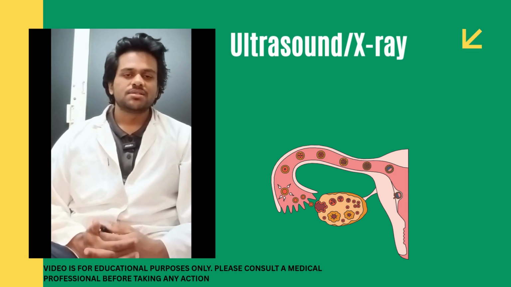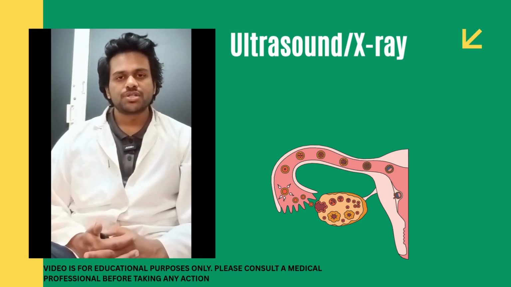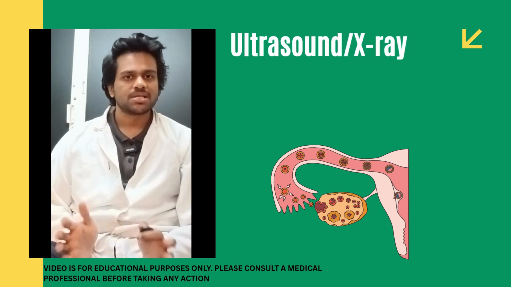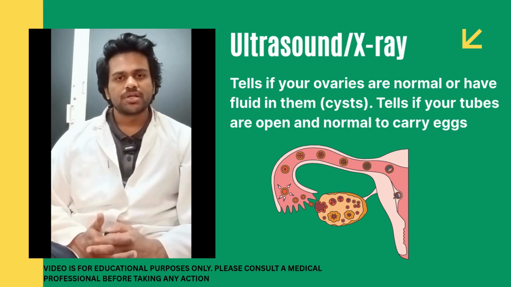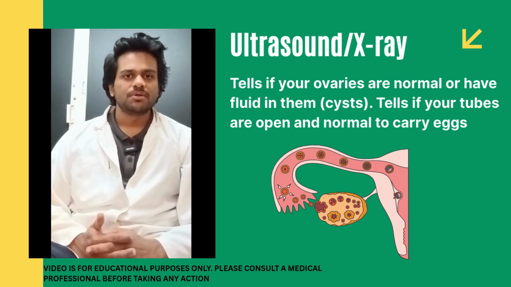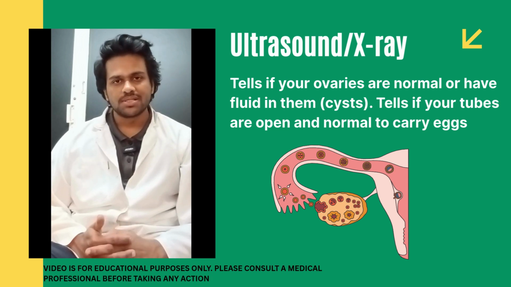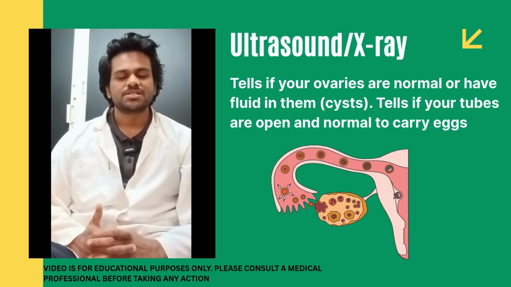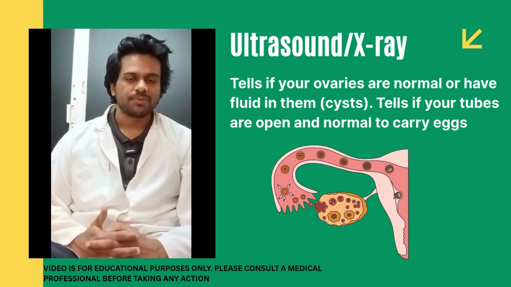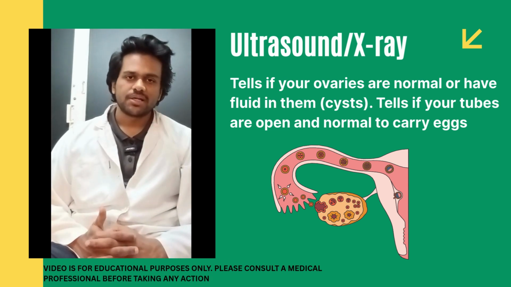The ultrasound and the specialized X-ray tests are done to check whether your ovaries and your tubes are in normal shape, size and form. If there is a blockage in your tubes, your eggs will not be able to travel from your ovaries downwards. Because of this, you will not be able to conceive, and this can be checked by a specialized X-ray technique called hysterosalpingography, which is done only by radiologists.